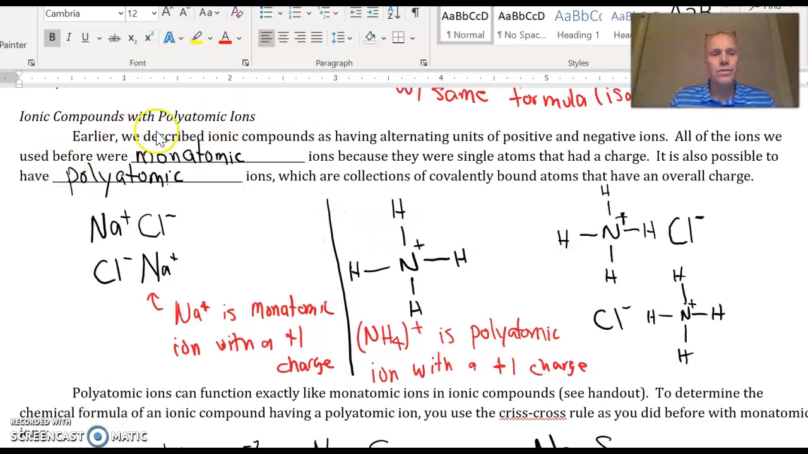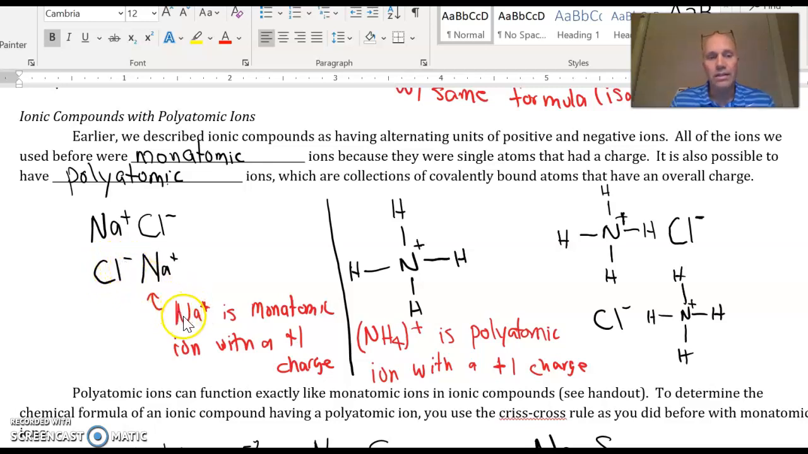So when we first introduced ionic compounds, we originally just talked about the very simplest form that you can have. And that's going to be the ones where the ions in the compound are all monatomic ions. That's because all of those atoms were just single atoms that had a charge. An example of an ionic compound with monatomic ions only would be plain old sodium chloride. The ions in that compound are sodium +1 ion and chloride -1 ion.